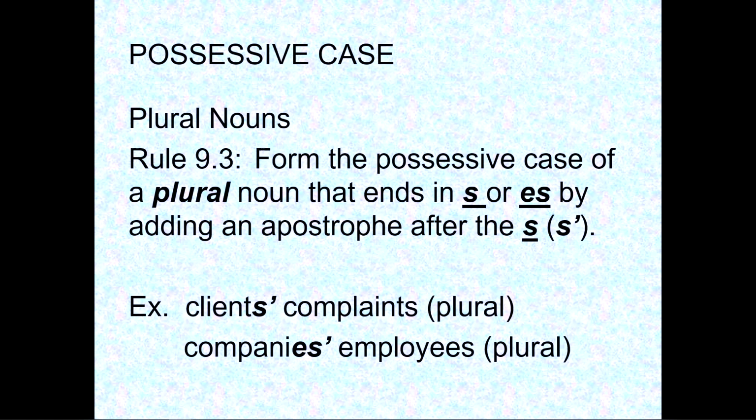That's rule 9.2. Here comes flying in 9.3, plural nouns. Form the possessive case of a plural noun that ends in S or ES by adding an apostrophe after the S. Simple as that. Just an apostrophe. Clients is plural. S is the last letter in that word, so there's an apostrophe after it. Companies is plural, ends with an S, the apostrophe comes after the S, right? Clients' complaints, companies', employees'. Plural, that's rule 9.3.